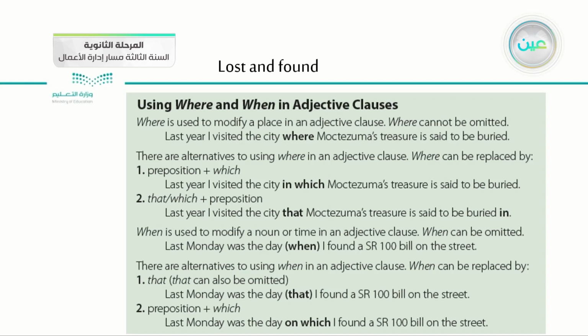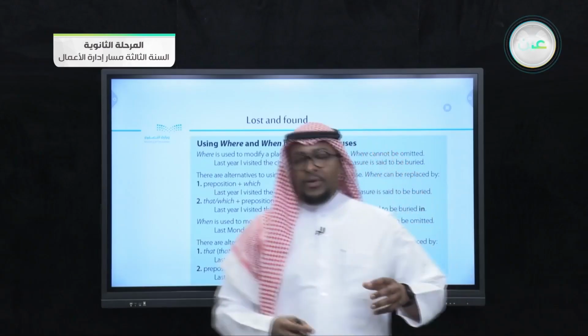I found a 100 real bill on the street. And of course, sometimes we can use preposition plus which, as in this example: last Monday was the day on which I found a 100 reals bill on the street. As you see here, guys, we use the preposition on plus which. Of course, this is actually used to describe or modify a noun.